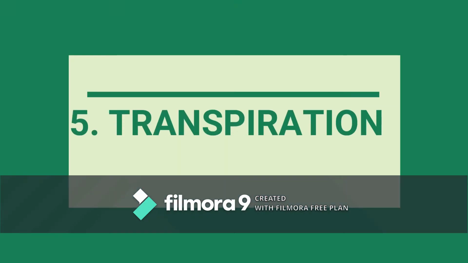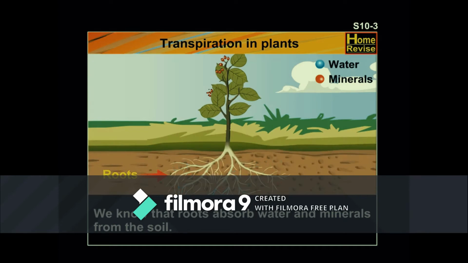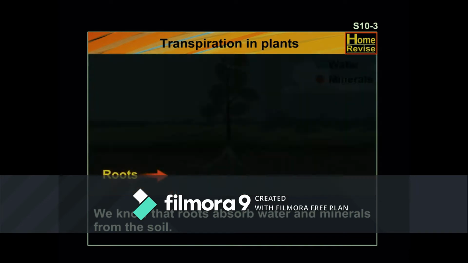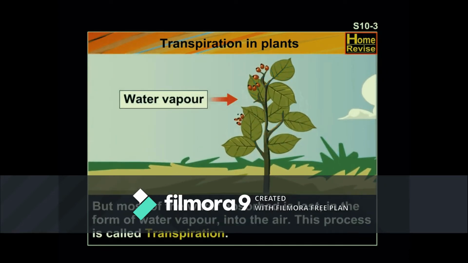Number 5, transpiration. We know that roots absorb water and minerals from the soil. But most of the water absorbed is lost in the form of water vapor into the air. This process is called transpiration.